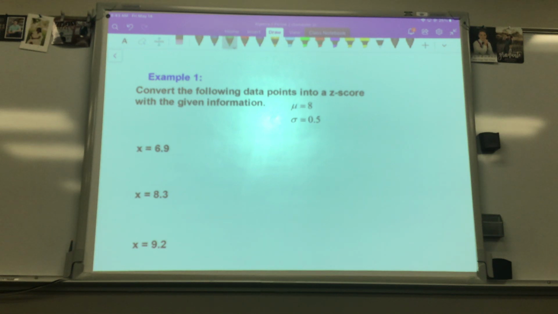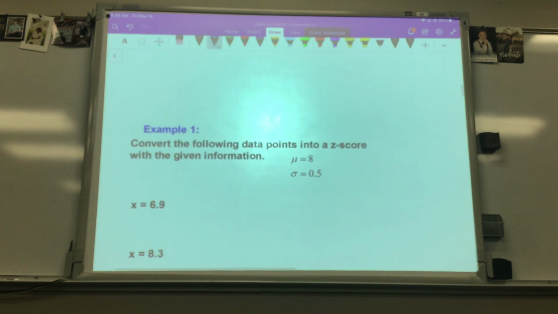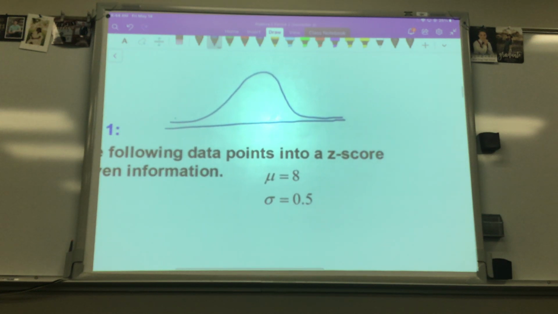Convert the following data points into a z-score with the given information. So we've got a mean of 8 and a standard deviation of 0.5. Let's draw the normal curve and set it up. What always falls in the middle? The mean, the average, right? So that's 8.